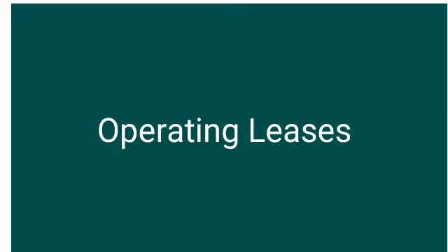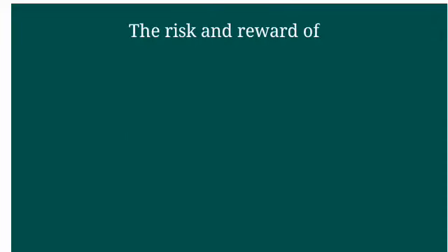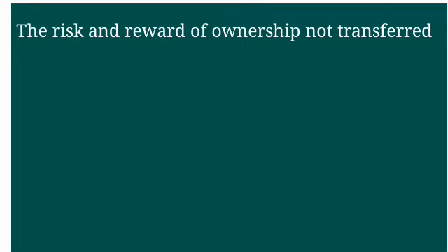We know that an operating lease is a short-term lease and the ownership of the asset is not transferred in an operating lease. Here we are discussing some features of operating lease. First one, risk and reward of ownership is not transferred. We already said that in an operating lease the risk and reward of ownership is not transferred to the lessee. The ownership remains in the hands of the lessor.